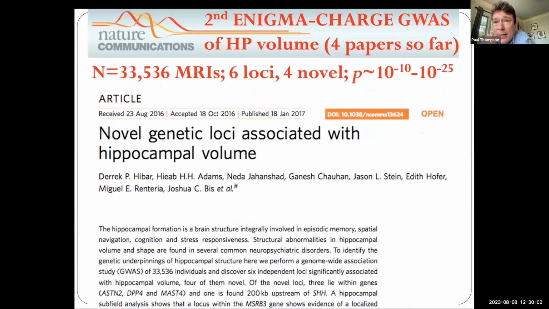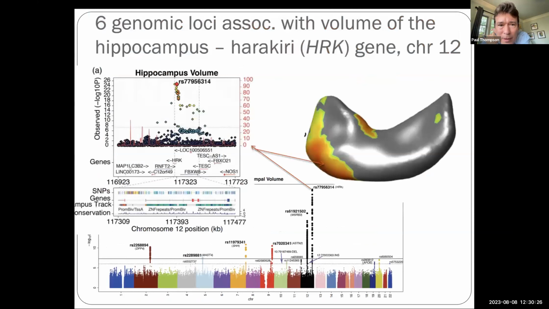So the second ENIGMA CHARGE GWAS of hippocampal volume, many of you on this call contributed. I see Josh and Sudha and others are on this call. It yielded 6 loci, 4 of them novel for hippocampal volume across the lifespan. So these are studies that go from young childhood through to old age. This is one with 33,000 MRIs. Now, of course, the benefit of brain mapping is you can then plot the allelic variation back into the image using statistical parametric mapping and see, believe it or not, that is the hippocampus. You can see exactly where the SNP variation is associated with, in this case, shape variation in the anterior hippocampus.